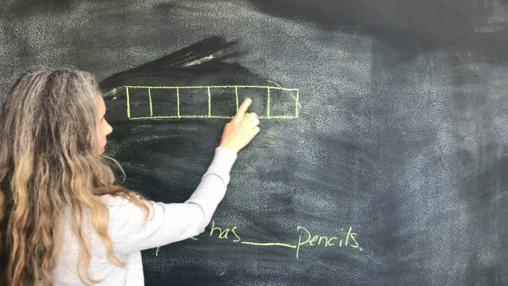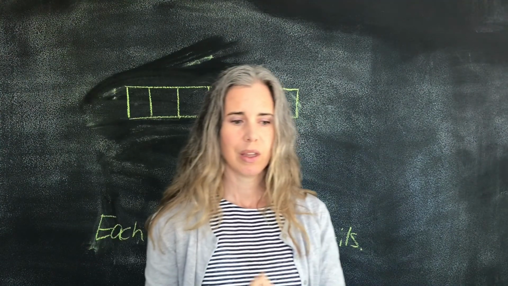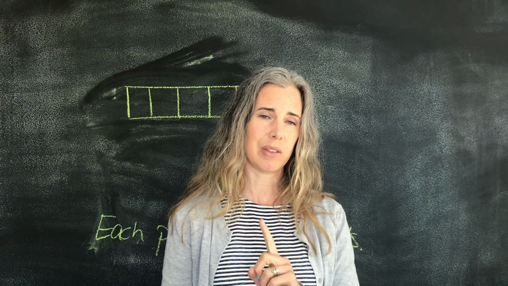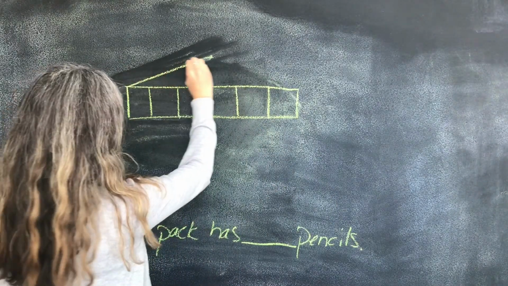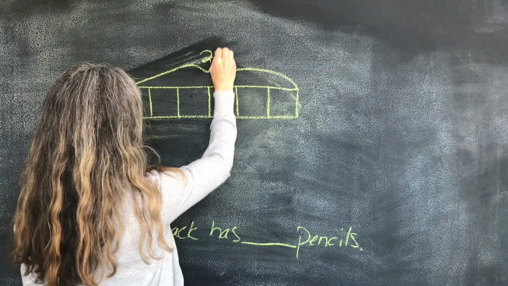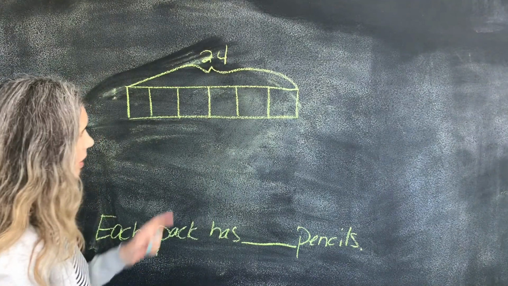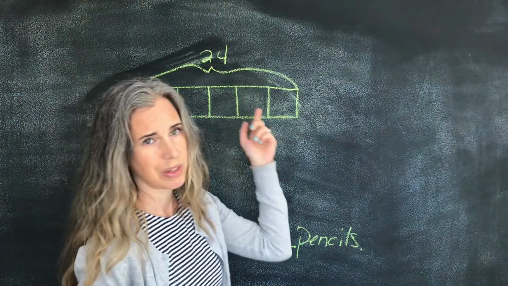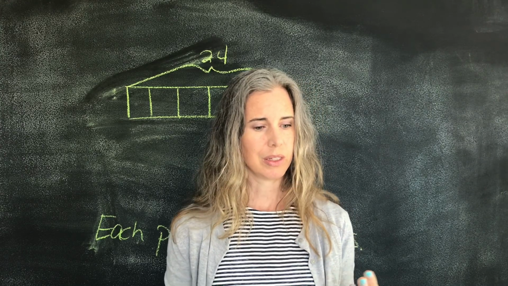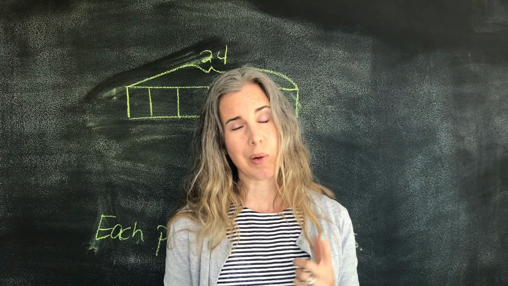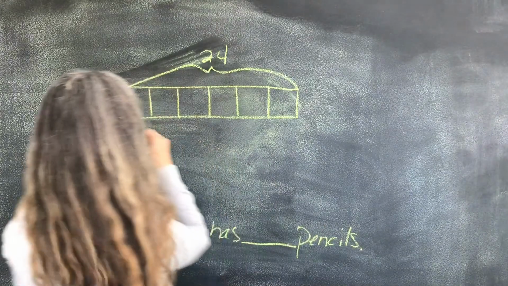1, 2, 3, 4, 5, and 6. Now let's label the whole. So we know that this is all equal to 24 pencils. We know that she's putting them into the 6 packs. We don't know how many go in each pack, so that is what our question mark will be on the one section.